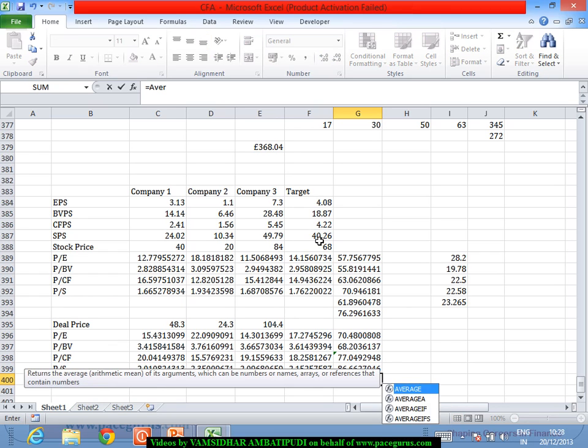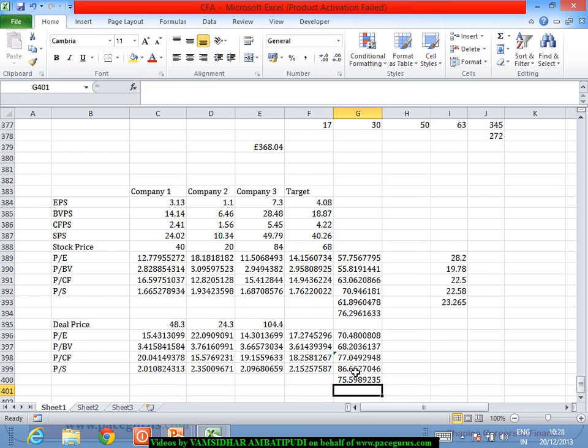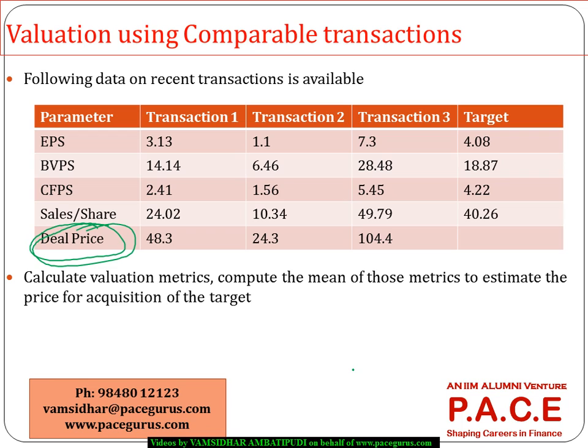And the same logic again, I can very well apply the average of these four mechanisms to say, using the comparable transaction analysis, that the deal price for acquiring the target company in this case should be somewhere around 76 bucks. Right? So these are the three mechanisms that we are typically looking at for arriving at the price to value the target and go further into the transaction.